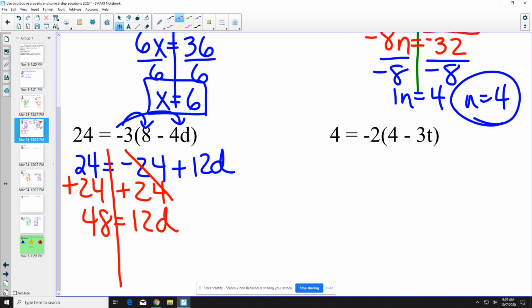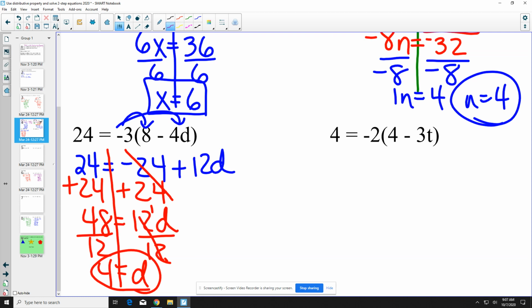Okay, when 12 and d are written close together, what's that mean? Multiply. So we do the opposite. We divide both sides by what number? 12, right. So 48 divided by 12 is 4. Bring down your equals. 12 divided by 12 here is a 1d. So I get d equals 4, or 4 equals d.